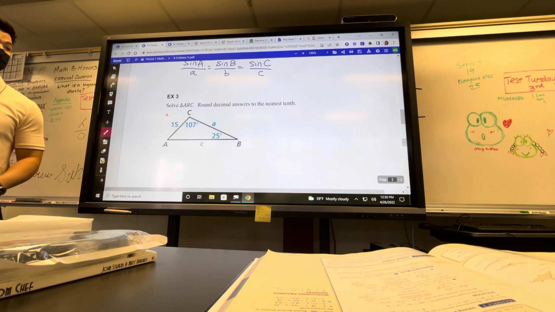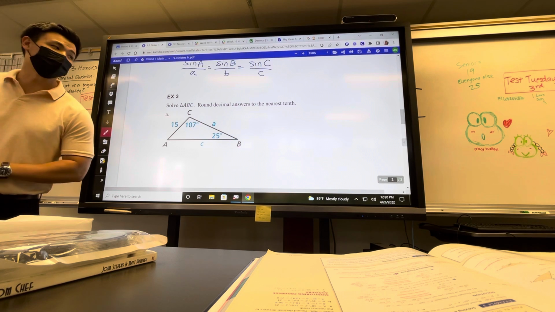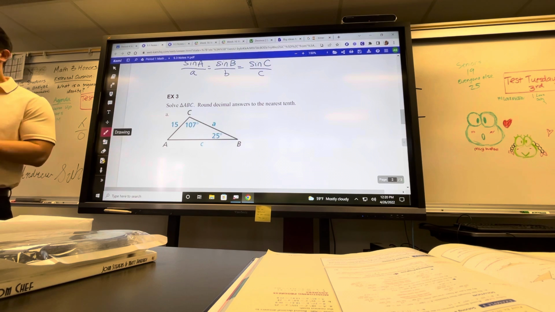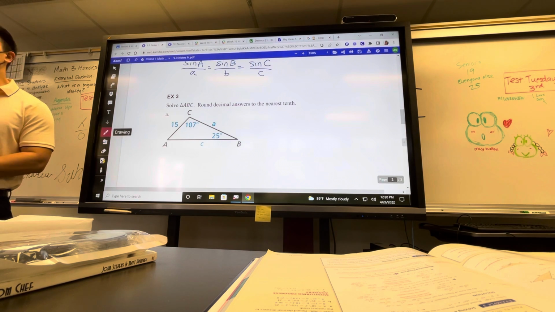Yeah. So look at example 3. It says solve triangle ABC. We're going to round our decimals to the nearest tenth place, so that's 1 decimal point. First, we want to start off with the easy stuff. We want to get all the angles out of the way.